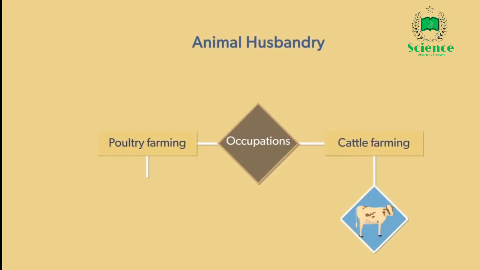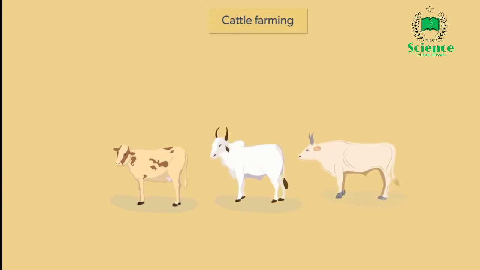Animal husbandry includes different types of occupations like cattle farming, poultry farming, and many more. We will study a few in the lessons that follow. In this lesson, we will look at cattle farming. Which animals do cattle include? Cows? Yes, cows and bullocks, oxen, bulls are the most common cattle.